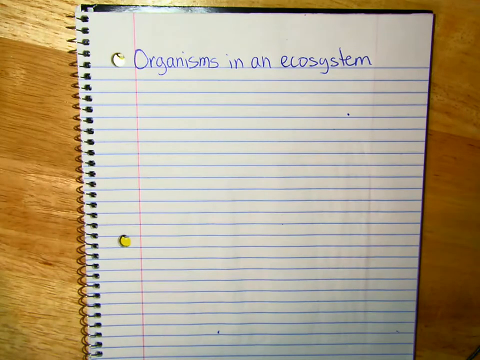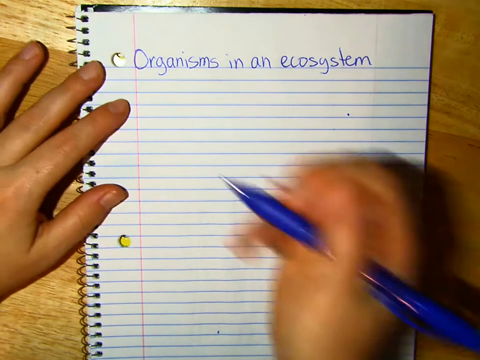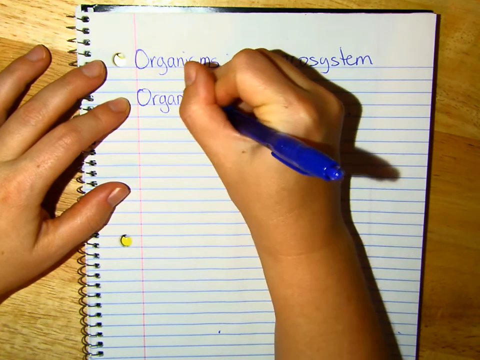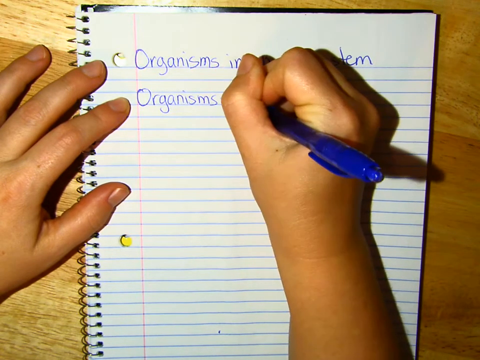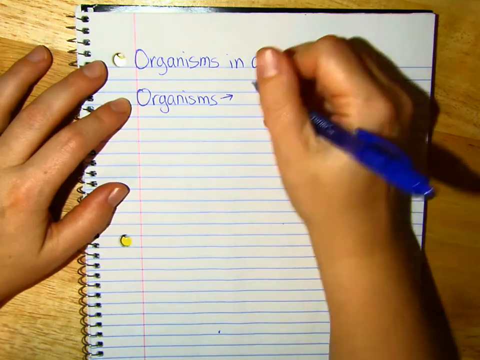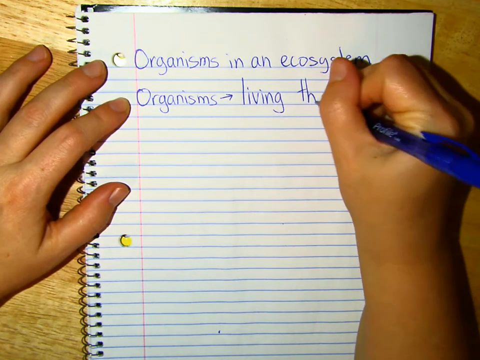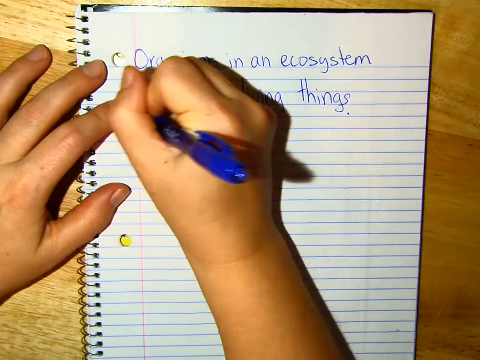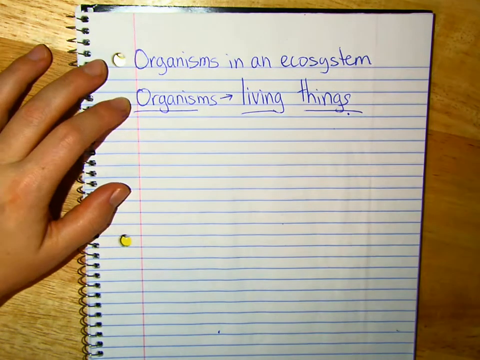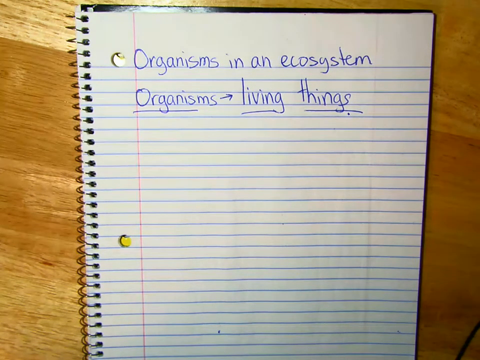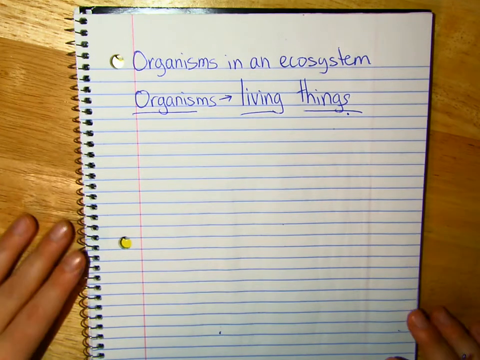And before we get any further into our notes, let's remember what organisms are. If you remember, organism is a fancy science word for living things. So organisms are living things. That's the big idea there. Remember, while we're doing these notes, you can pause at any time to get caught up. So don't feel rushed. If you need to pause me, go ahead and pause and then start the video back up when you're caught up.